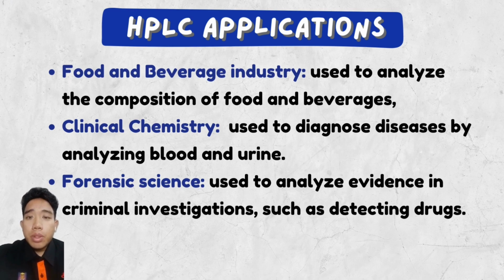HPLC applications. Firstly, in the food and beverage industry, HPLC is used to analyze the composition of food and beverages, such as detecting artificial flavor and contamination. Then, in clinical chemistry, HPLC is used to diagnose disease by analyzing blood, urine, and other biological fluids. Lastly, in forensic science, HPLC is used to analyze evidence in criminal investigations, such as detecting drugs and poisons.